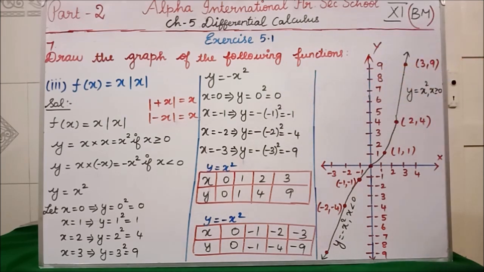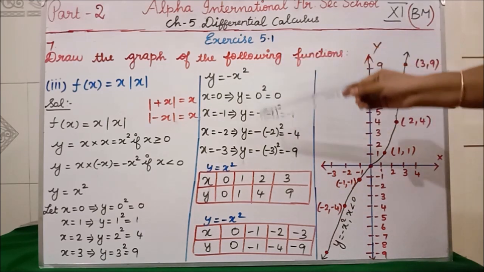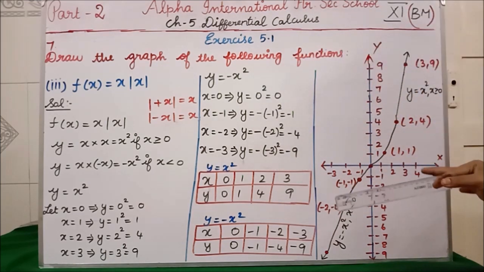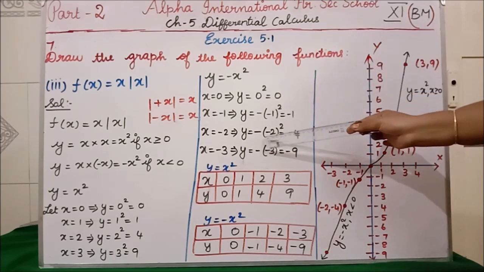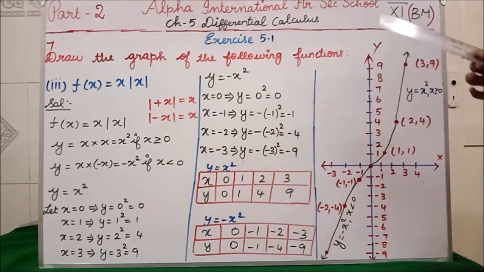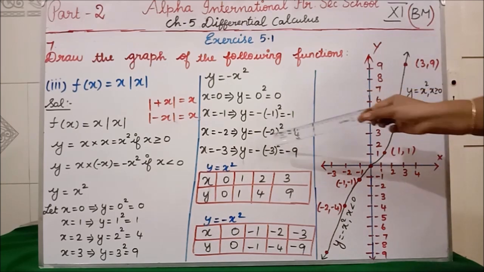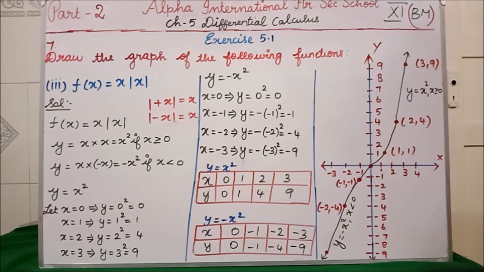So only we are writing minus 1. Clear? Similarly for this also. Outside minus you have to keep outside only. Inside, the x only is going to minus 2, the whole square. Minus 2 into minus 2 is what? Plus 4. So this minus you have to write, which means we are getting minus 4.